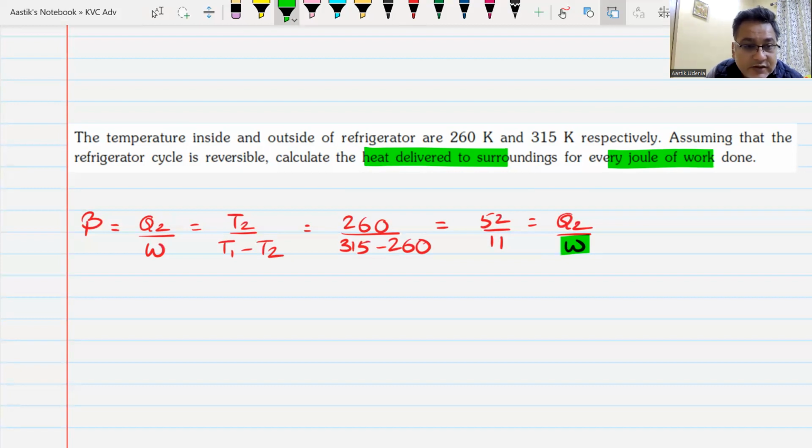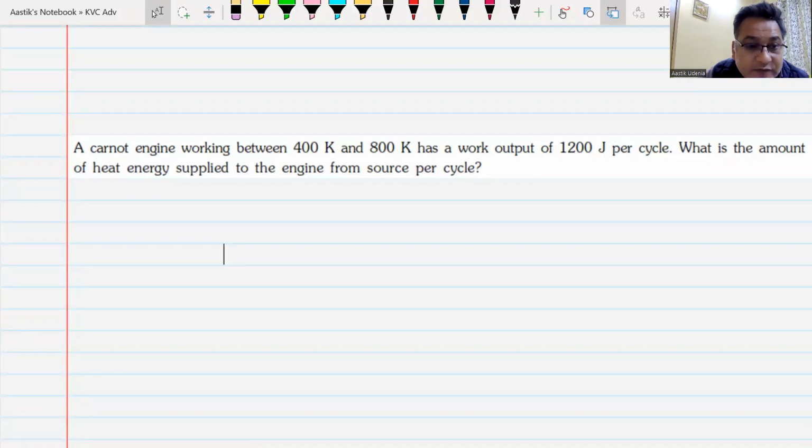Okay, we can do one more question on heat engine. Do it fast. I have to give you 2 more definitions before the end of the class today. So this is the next question. A Carnot engine working between 400 Kelvin and 800 Kelvin has a work output of 1200 joules per cycle. What is the amount of heat supplied? I'll give you a minute. Do it fast.